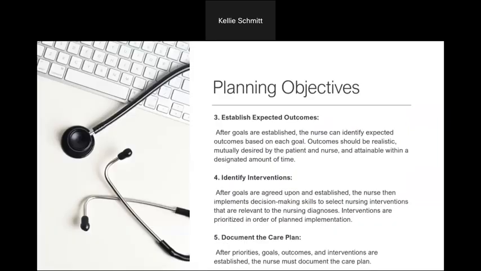We need to establish expected outcomes. After the goals are established, we can identify expected outcomes based on each specific goal. The outcomes need to be realistic, mutually desired by the patient and the nurse, and obtainable in a designated amount of time. SMART goals.